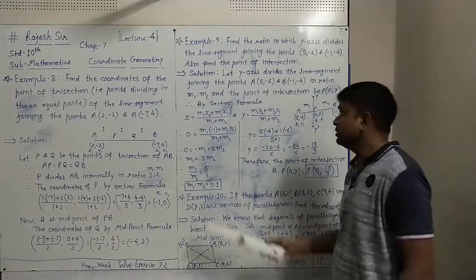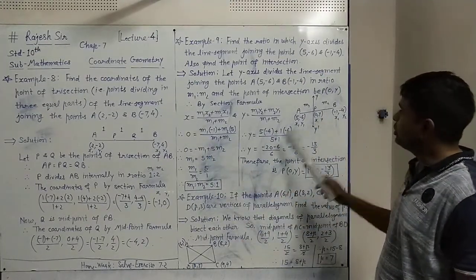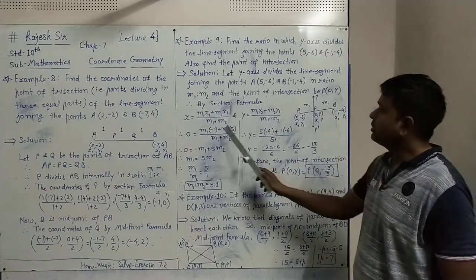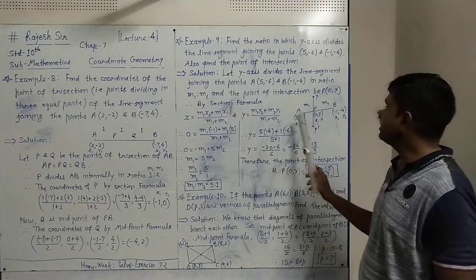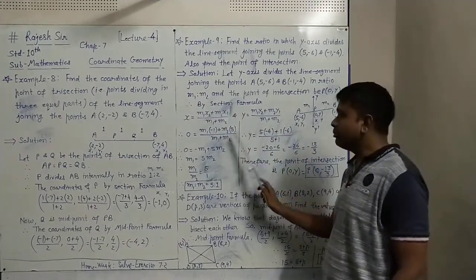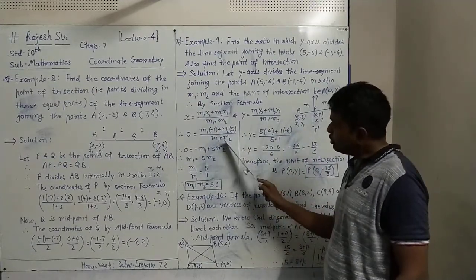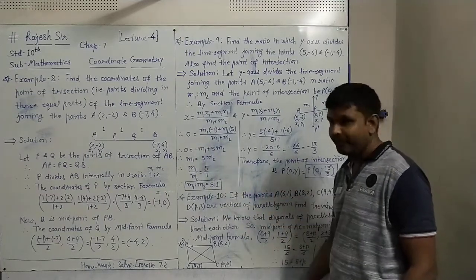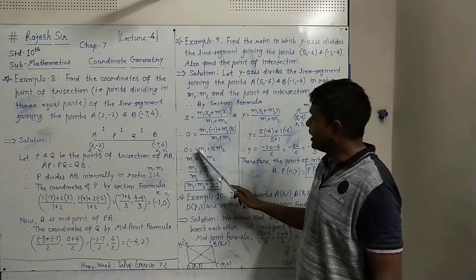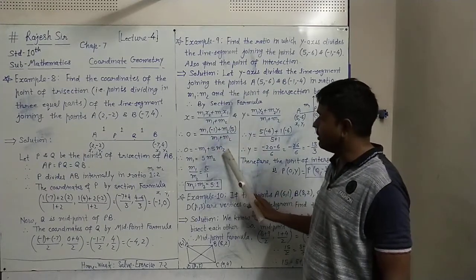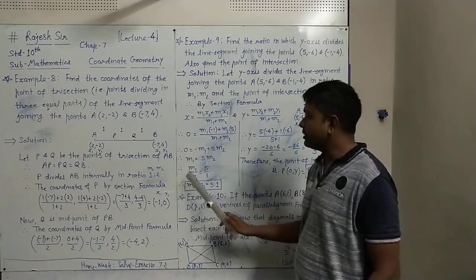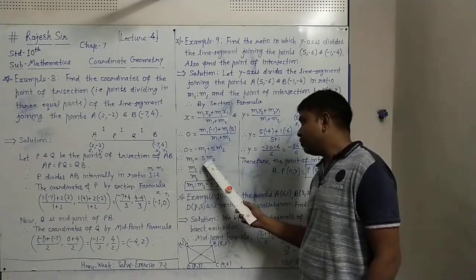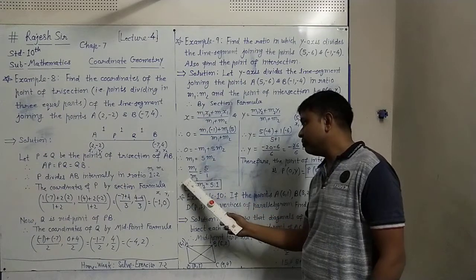Place all the values. x is 0 equals m1 times x2, which is minus 1, plus m2 times x1, which is 5, upon m1 plus m2. Now m1 plus m2 on the 0 side: 0 into m1 plus m2 will be 0. Minus 1 into m1 is minus m1, plus 5 into m2 is 5 m2. Minus m1 you take on that side, it will be plus m1 equal to 5 m2. Now m1 is as it is, and m2 on the right side is taken down.